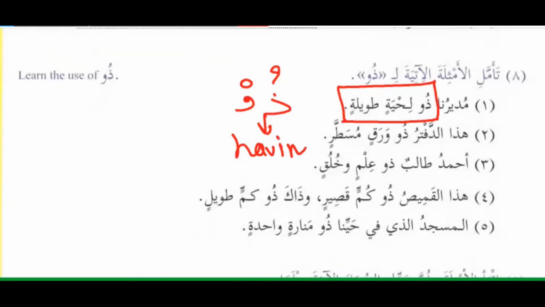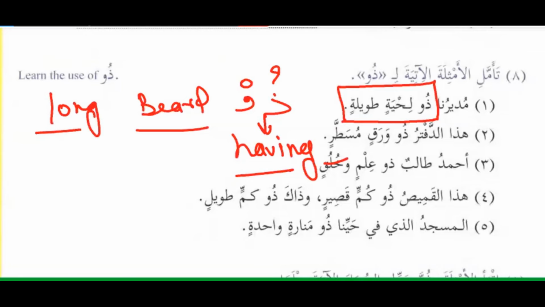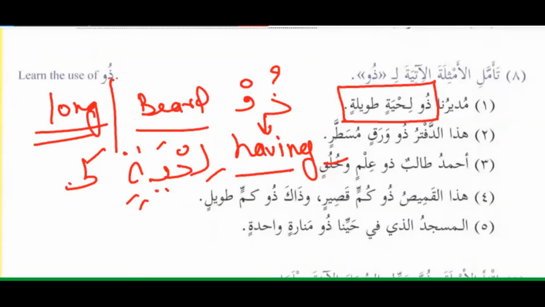Zu lihyatin tawilatin. Zu means having. Our principal is having lihyatin. He is having a beard, and that beard is tawilatin, a long beard. So he is having a beard, lihyatin tawilatin. Now, can anyone tell me where is the khabar?